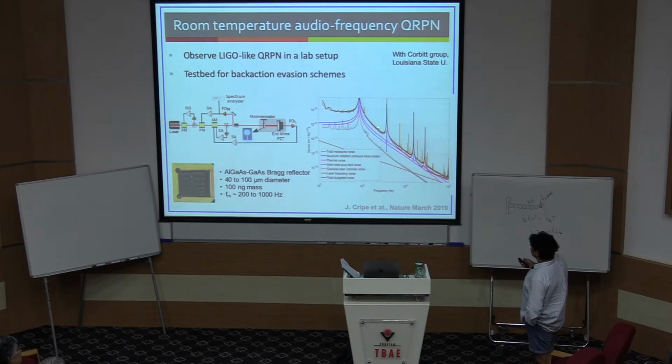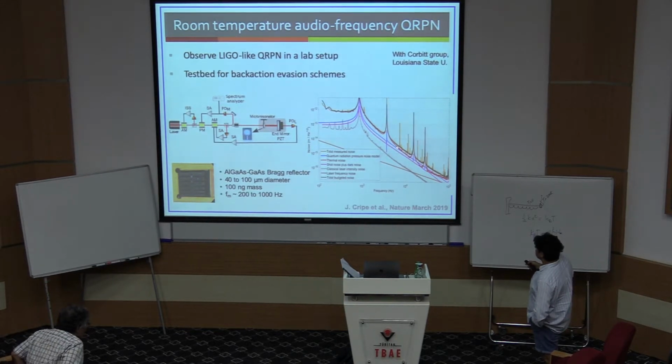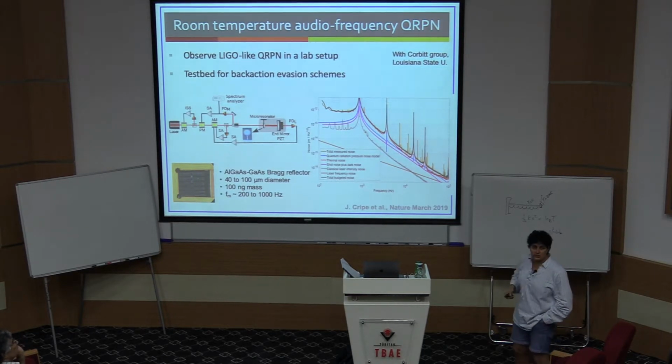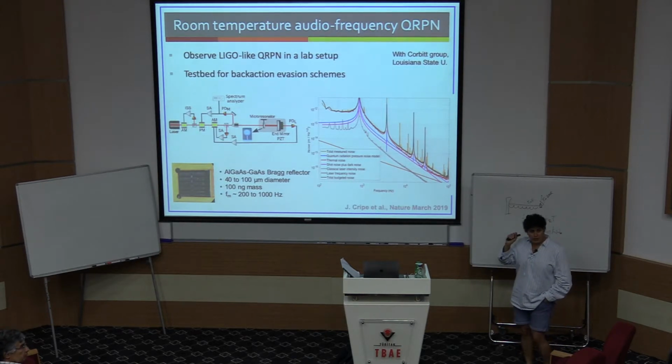And what we measured here, this is a very busy plot, but I only want you to notice two things. I want you to notice that at these frequencies, above 10 kilohertz or so, the blue curve, which is quantum radiation pressure noise, goes above the red curve, which is the thermal noise. And these curves are the sum of these. So we have, for the first time, a real mechanical structure whose motion is dominated by the quantum radiation pressure.